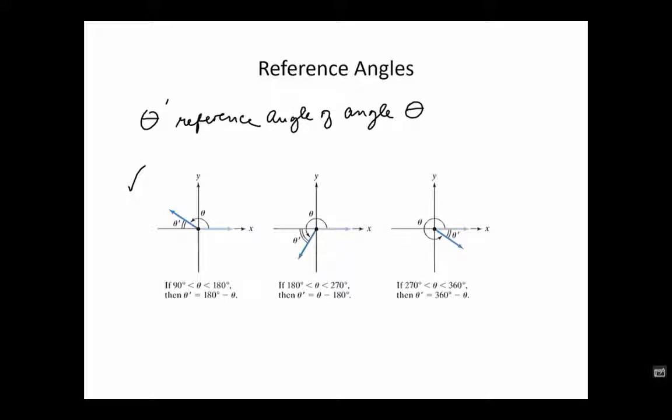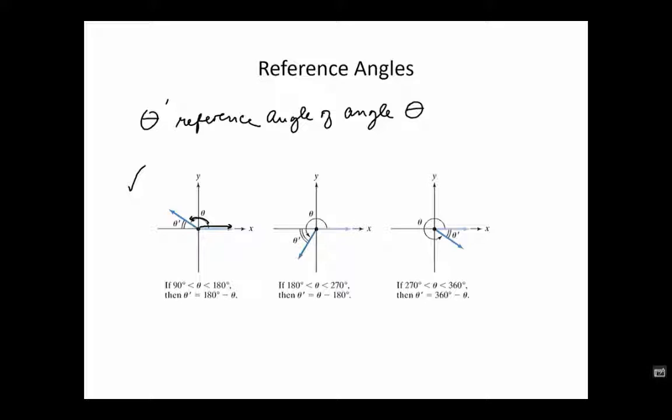So the reference angle theta prime is formed by beginning the initial side along the positive x-axis, as you can see here. The angle begins, the initial side is along the positive x-axis. And we know that the terminal side of angle theta is here. So here's the terminal side, and it lies in quadrant 2.